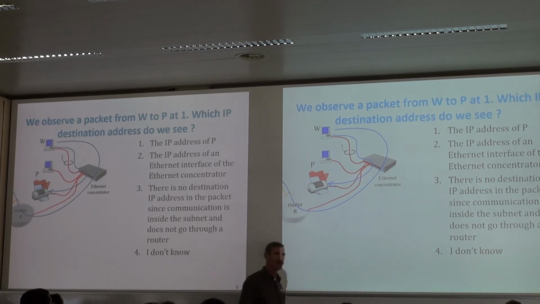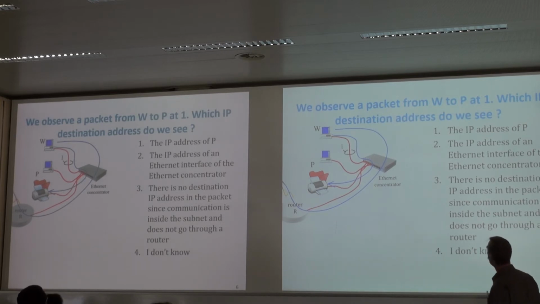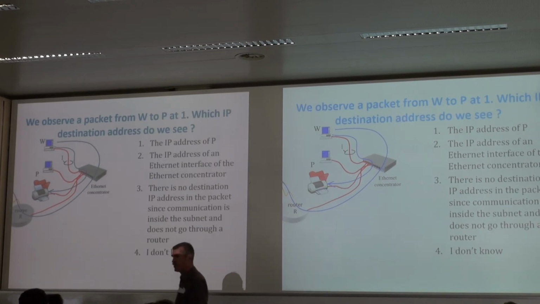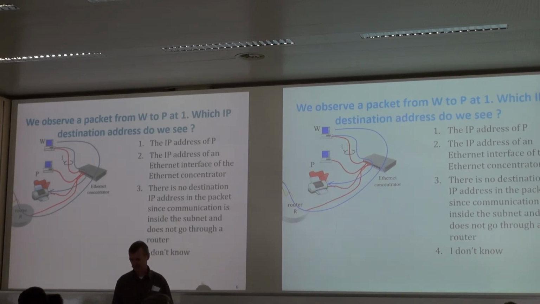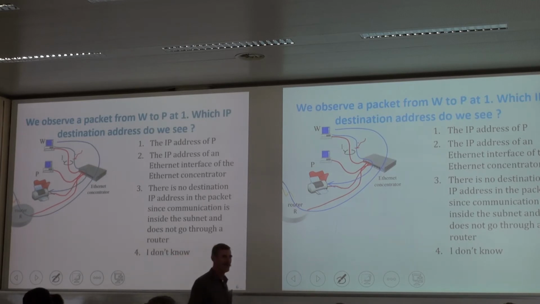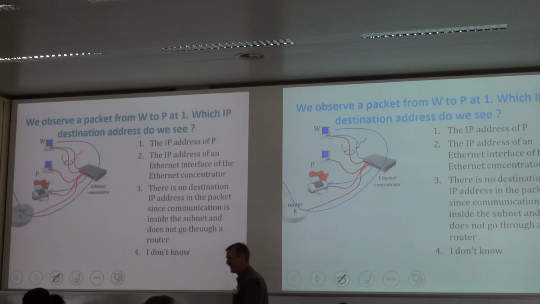Let's do without clicker. Here's a small test. It works also with raising a hand. We observe a packet from W to P at the point 1, the circled point in black. Right? Which IP destination address do we see? So we observe it here. Should it work already? No, the clickers don't work for this first hour. So they will work tomorrow. We'll use Windows 7, not Windows 8.